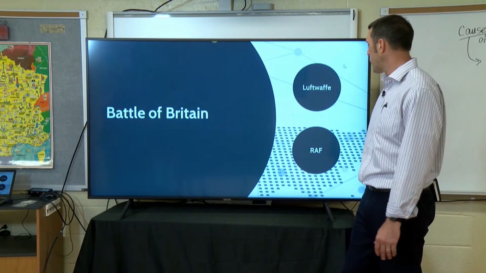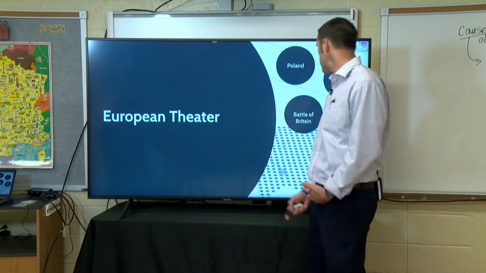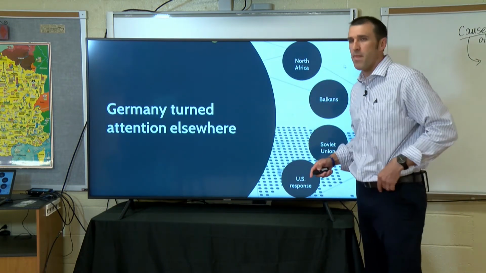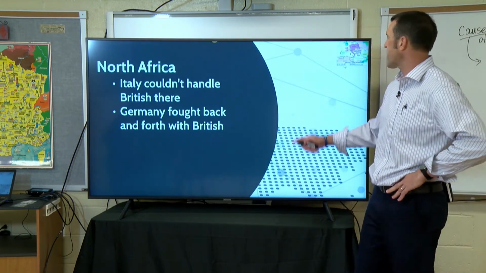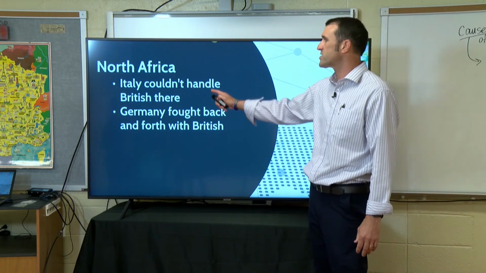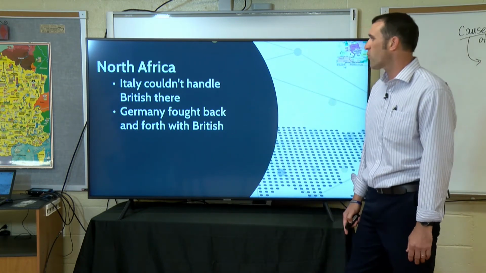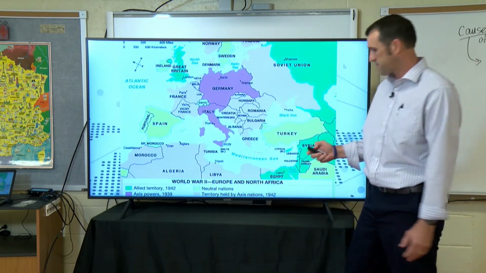So Hitler began to turn his attention elsewhere. And where did he turn his attention? I'm going to come back to Britain later. He turned his attention to North Africa. Italy had started fighting the British in North Africa, couldn't really handle it. Germany sent in reinforcements and fought back and forth with the British in North Africa right here.